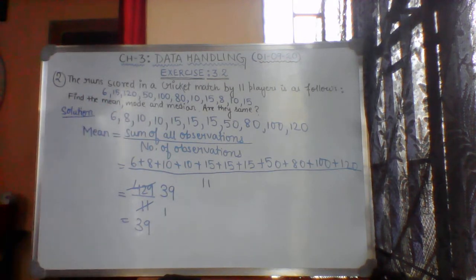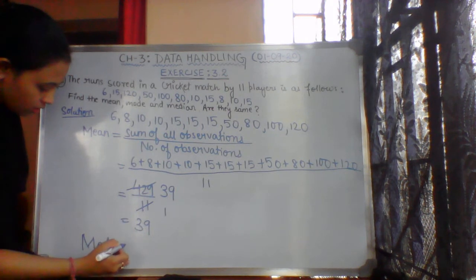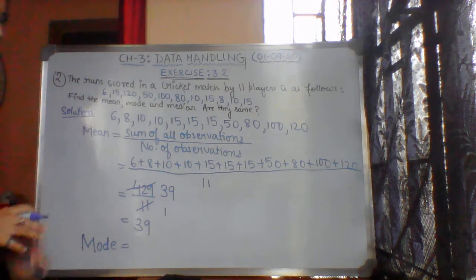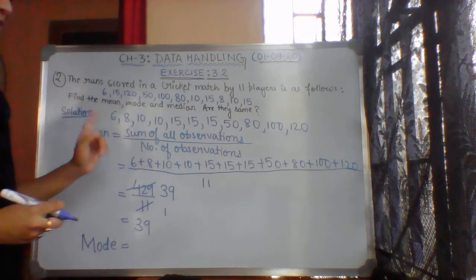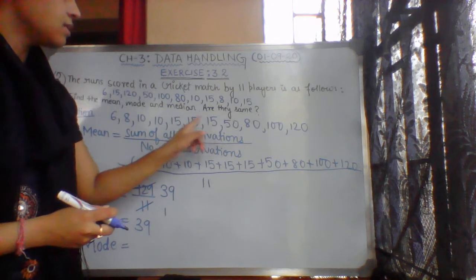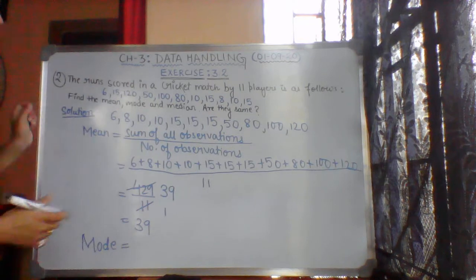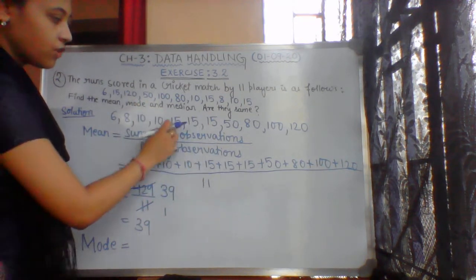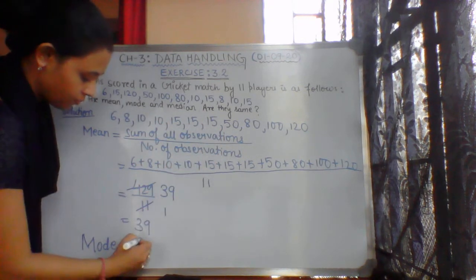Now what is the mode here? We know what mode is: the observation which occurs the most, the maximum number of times. Which observation occurs the maximum number of times? 6 only one time, 8 once, 10 two times. You can see 15 three times, and the rest only one time. So 15 occurs with the highest frequency, and that observation will be our mode.